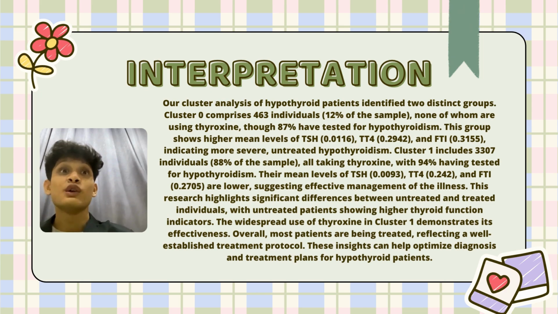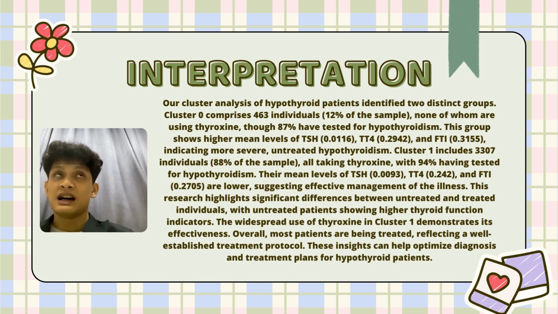We see higher mean levels of TSH, TT4 and FTI in this cluster, indicating a more severe case of hypothyroidism that has not yet been treated, but they are aware. And next, for cluster 1, which has 3,307 individuals, accounting for almost 88% of the sample. All individuals in this cluster are aware and taking thyroxine, and the vast majority, which is 94%, have tested positive for hypothyroidism, indicating that the illness is being managed and treated on an ongoing basis.